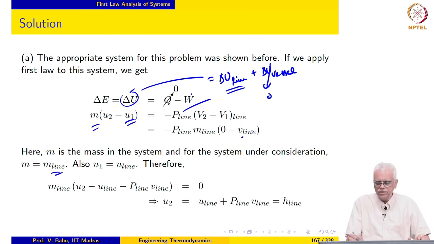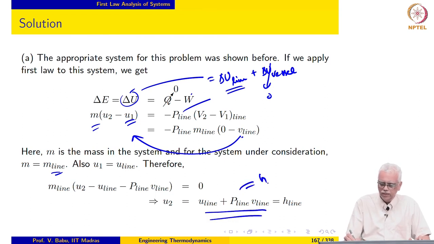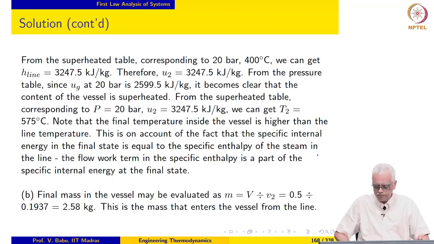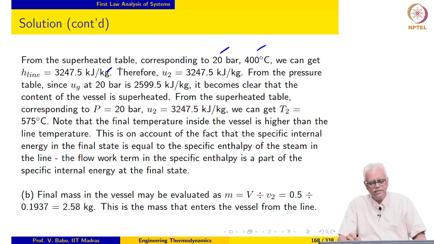And if we rearrange this, take this term to the left hand side and rearrange, we get something like this. Notice that U line plus P line V line is equal to H line. Okay, that is the enthalpy of the fluid that is flowing in the line. So the specific internal energy of the steam that is finally in the vessel is actually equal to the specific enthalpy of the steam that is flowing in the line. Okay, for the steam flowing in the line, the pressure is given to be 20 bar, temperature is 400 degrees Celsius. So we can get H line from the superheated table.